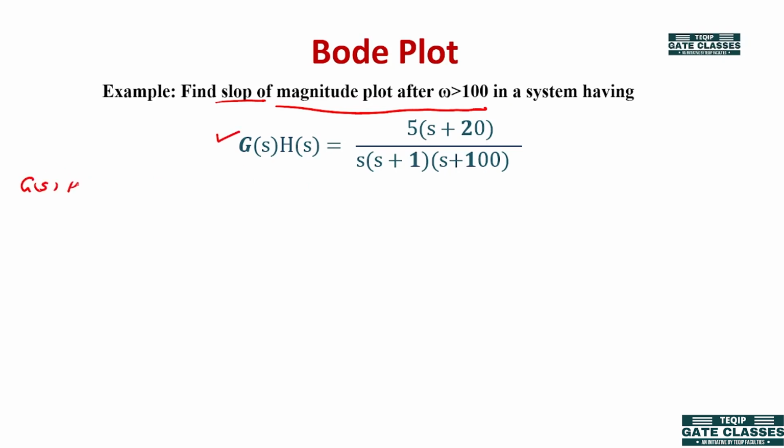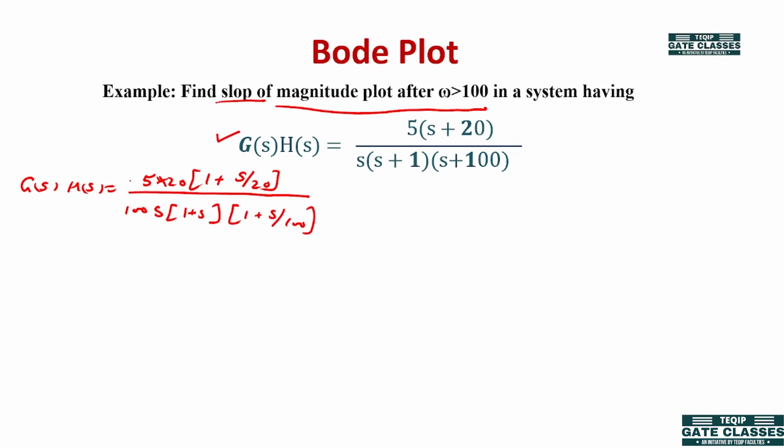So our G(s)H(s) would be equal to 5 into 20, (1 plus s by 20) upon 100 s into (1 plus s) into (1 plus s by 100). So this would get cancelled. Here we have K equal to 1, then a pole at origin. Then we will write these terms in increasing order of omega.